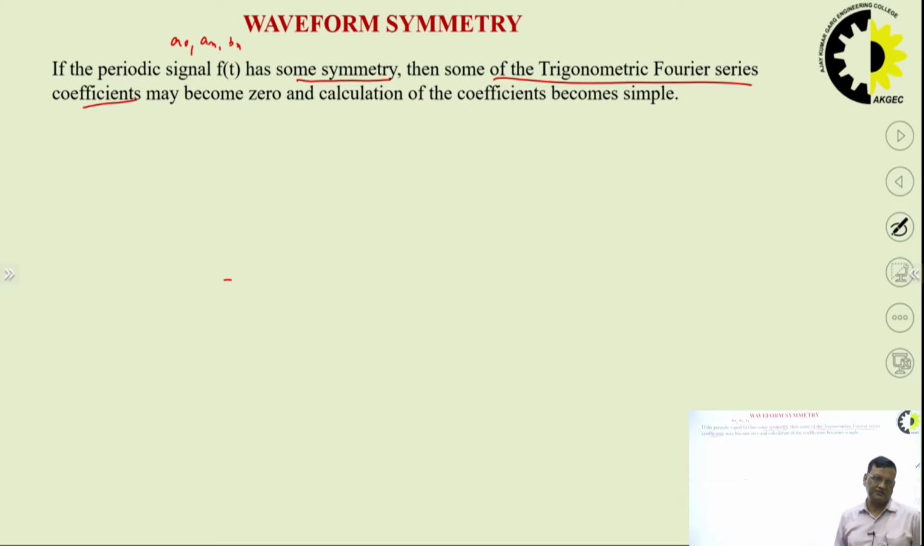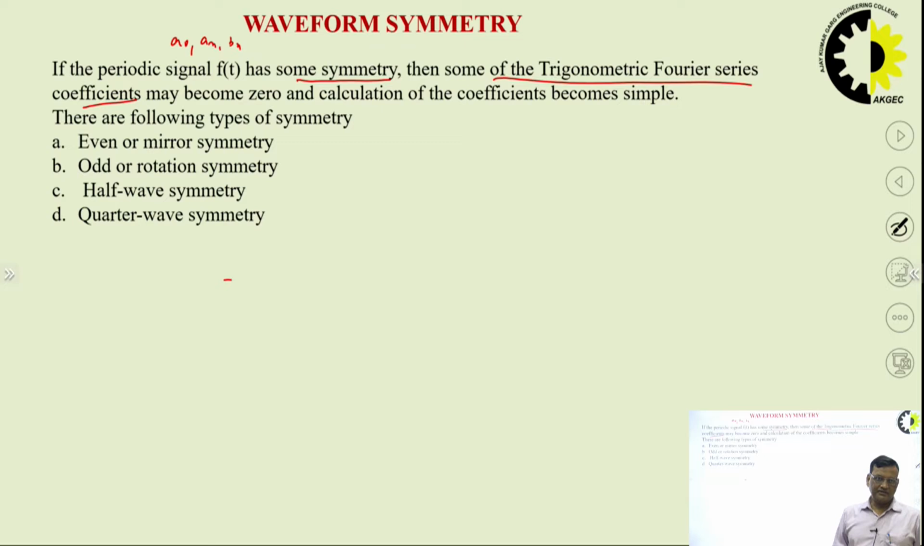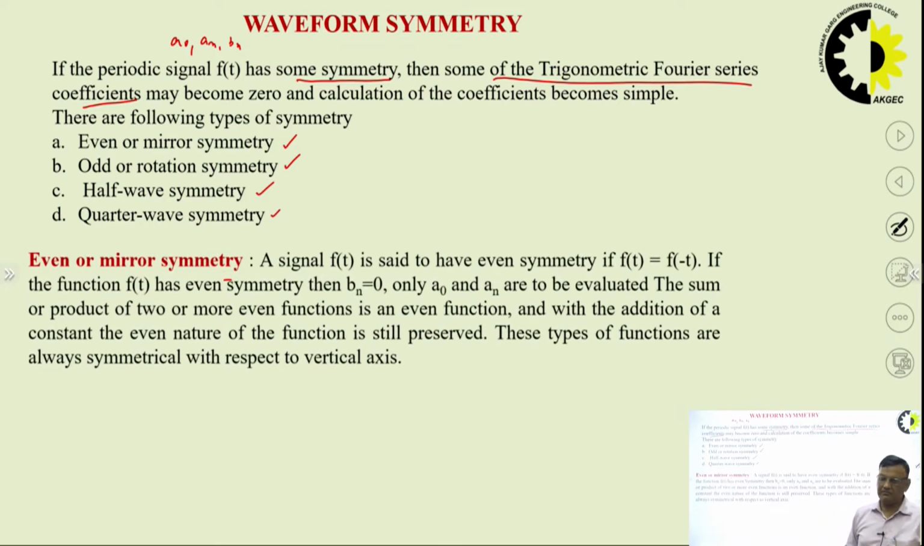Basically there are 4 types of waveform symmetry: even or mirror symmetry, why it is called mirror symmetry we will discuss later on, odd or rotation symmetry, half wave symmetry and quarter wave symmetry. So we will take them one by one. Take the even symmetry, or you can say the mirror symmetry.